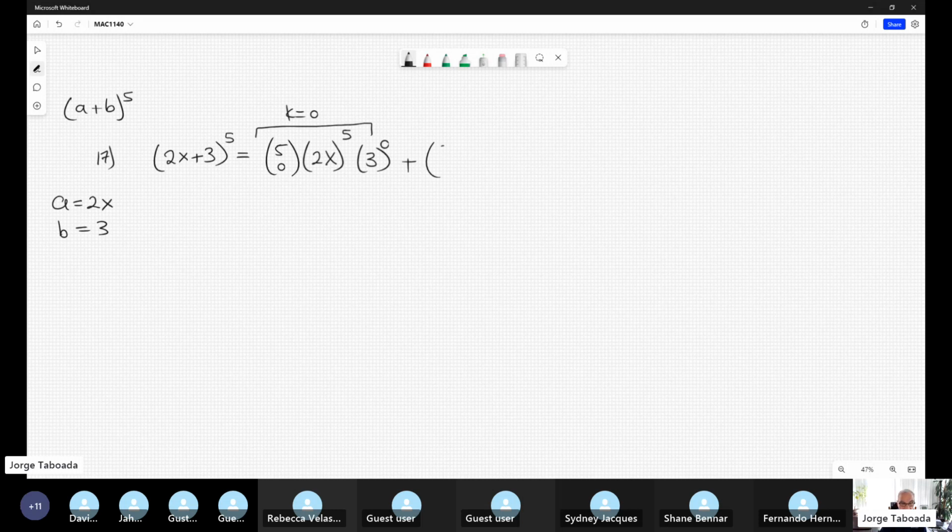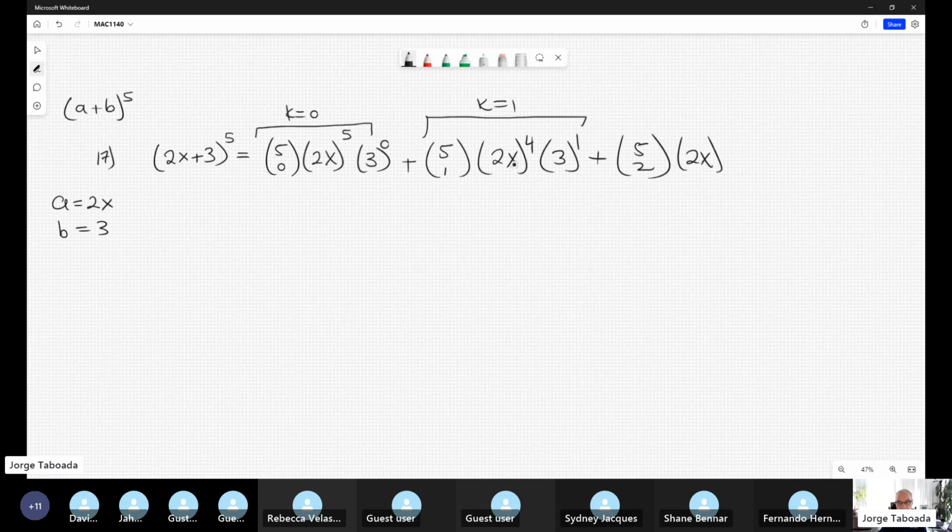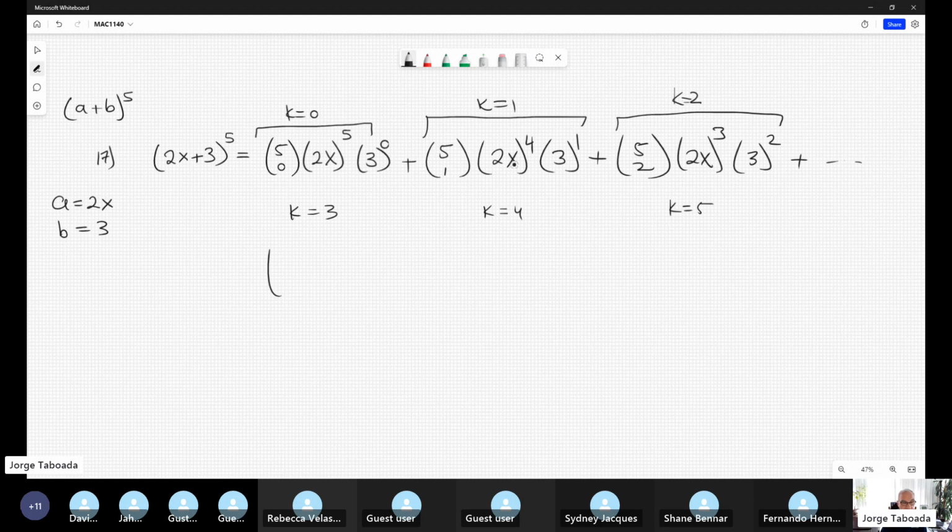What is the next? The next is combinatory number 5, 1, 2x to the 4th power, and 3 to the 1 power. This is for k equal 1. Plus combinatory number 5, 2, 2x to the 3rd power because you're subtracting 2, so 5 minus 2, and 3 to the 2nd power. This is k equal 2. Then combinatory number 5, 3, 2x squared. One easy way to see it is that you decrease the exponent 5, 4, 3, 2, and you increase the other, giving 3 to the 3rd power. And this is for k3.